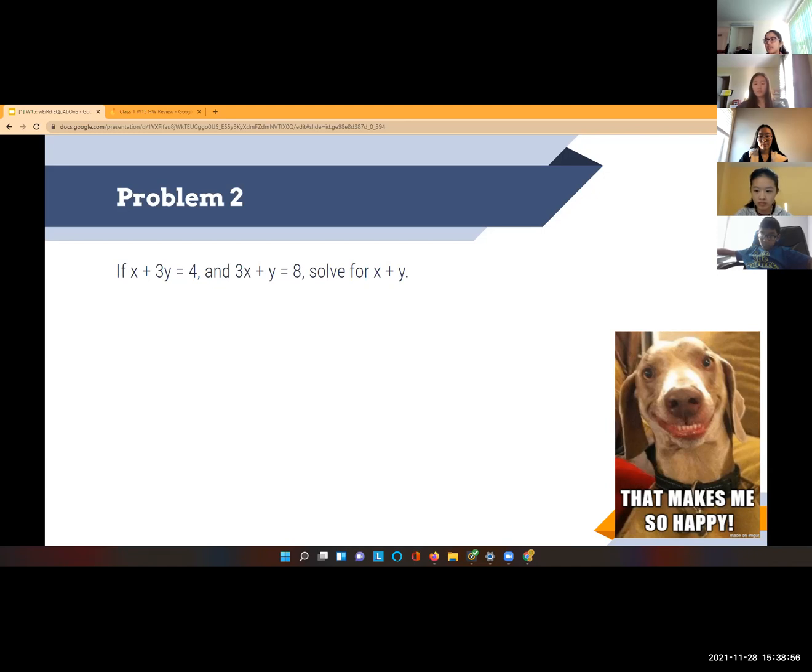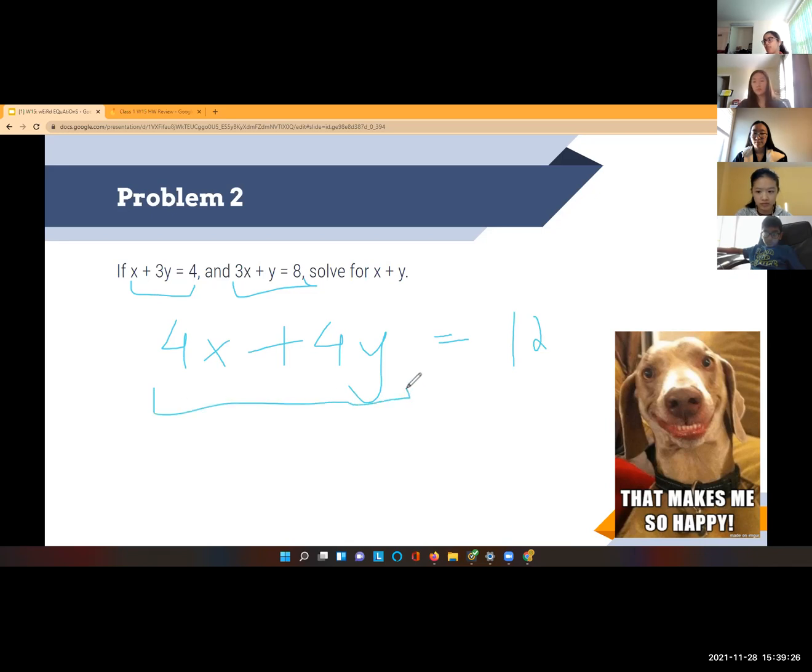Okay, so I am seeing many answers in the chat. I know it hasn't been 2 minutes, but I see many 3s. So the way you are supposed to solve this is that x plus 3y equals 4 and 3x plus y equals 8 can be added together to get 4x plus 4y is equal to 12, right? And we're solving for x plus y, right? So we want to just divide both sides by 4, because you have to do an operation to both sides, and you get x plus y is equal to 3.